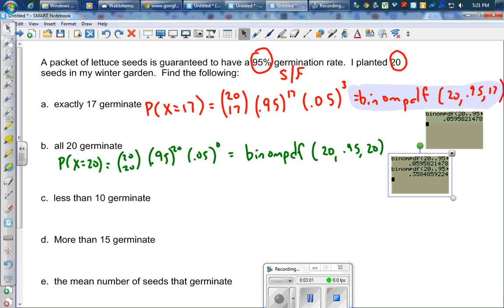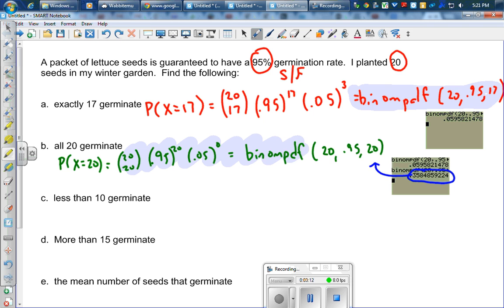I'm just going to change that 17 to a 20, and that's the probability they all germinate. So this answer right here is what I'm looking for this problem. And again, this stuff here is not necessarily written down. I don't need to write that.